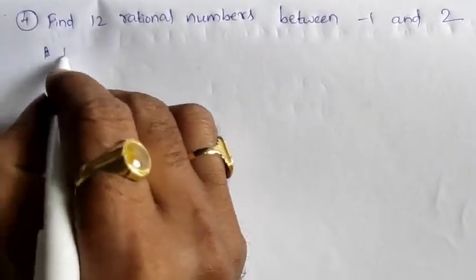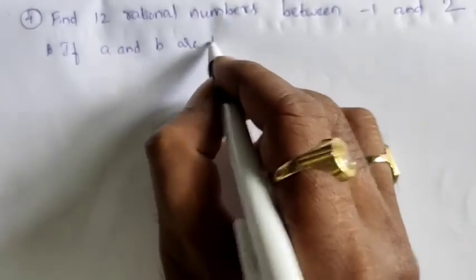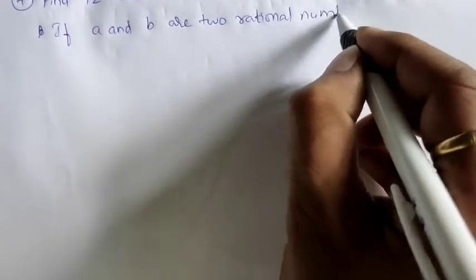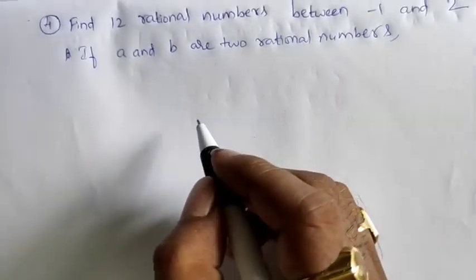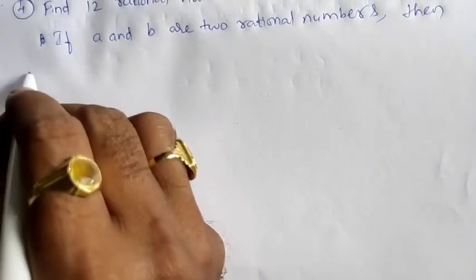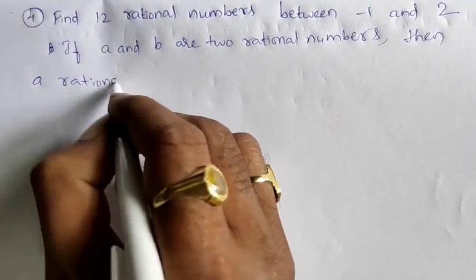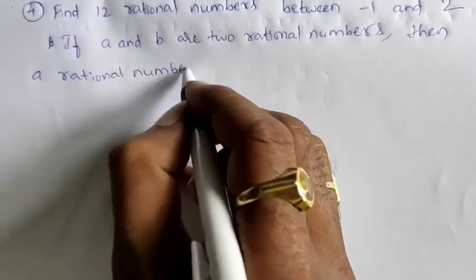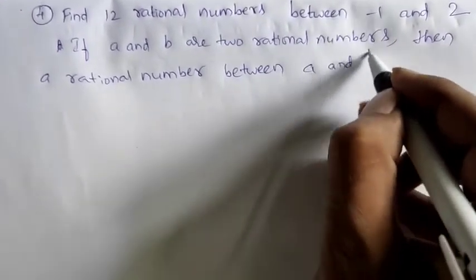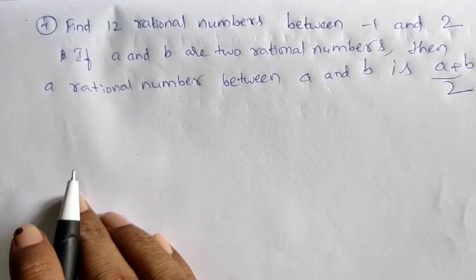So the mean method means: if A and B are two rational numbers, or whatever they may be, then a rational number between A and B is A plus B by 2. It is the average, A plus B by 2.